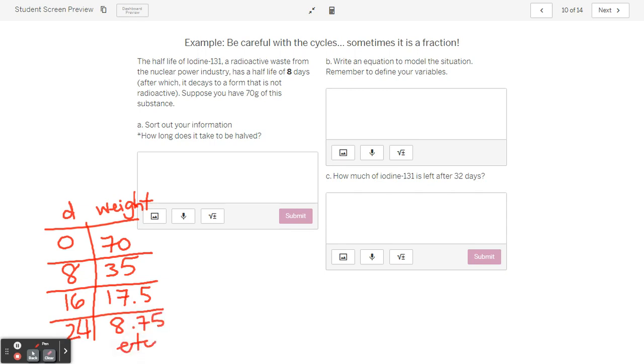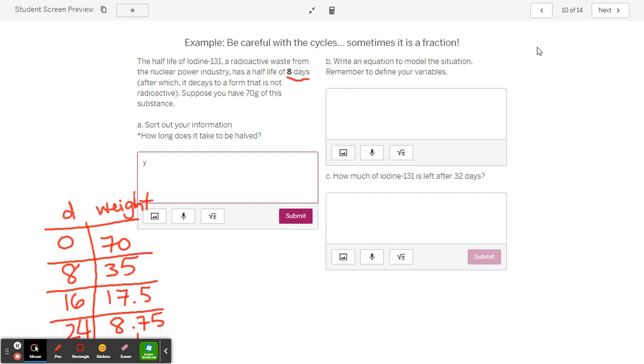Now, you see that this only happens once we've hit 8 days. If we don't have 8 days, then one cycle of getting to 50% has not happened. Now, as a result of that, we need to express our time as a fraction. It's going to be a fraction of 8 days. Now, let's sort out the information.